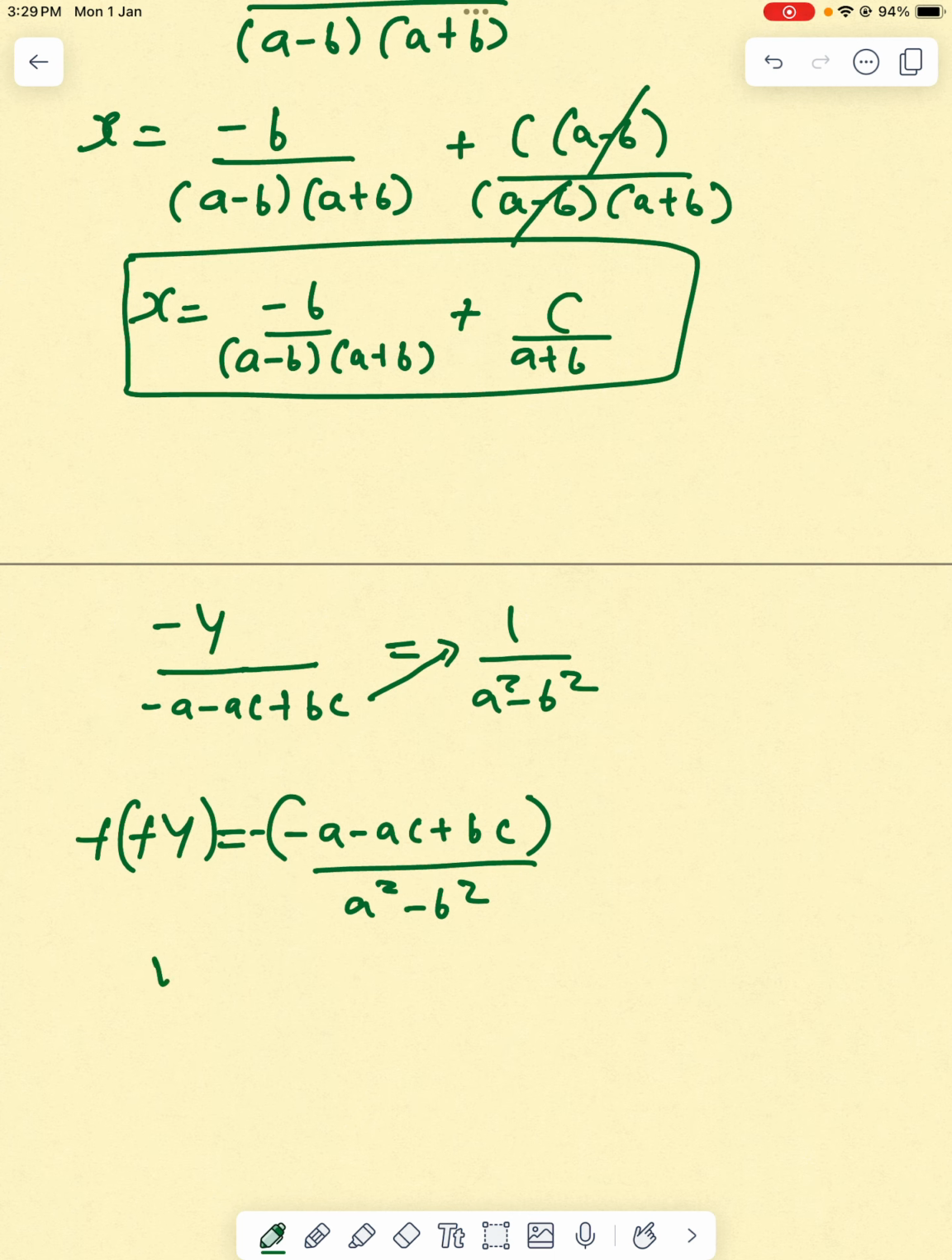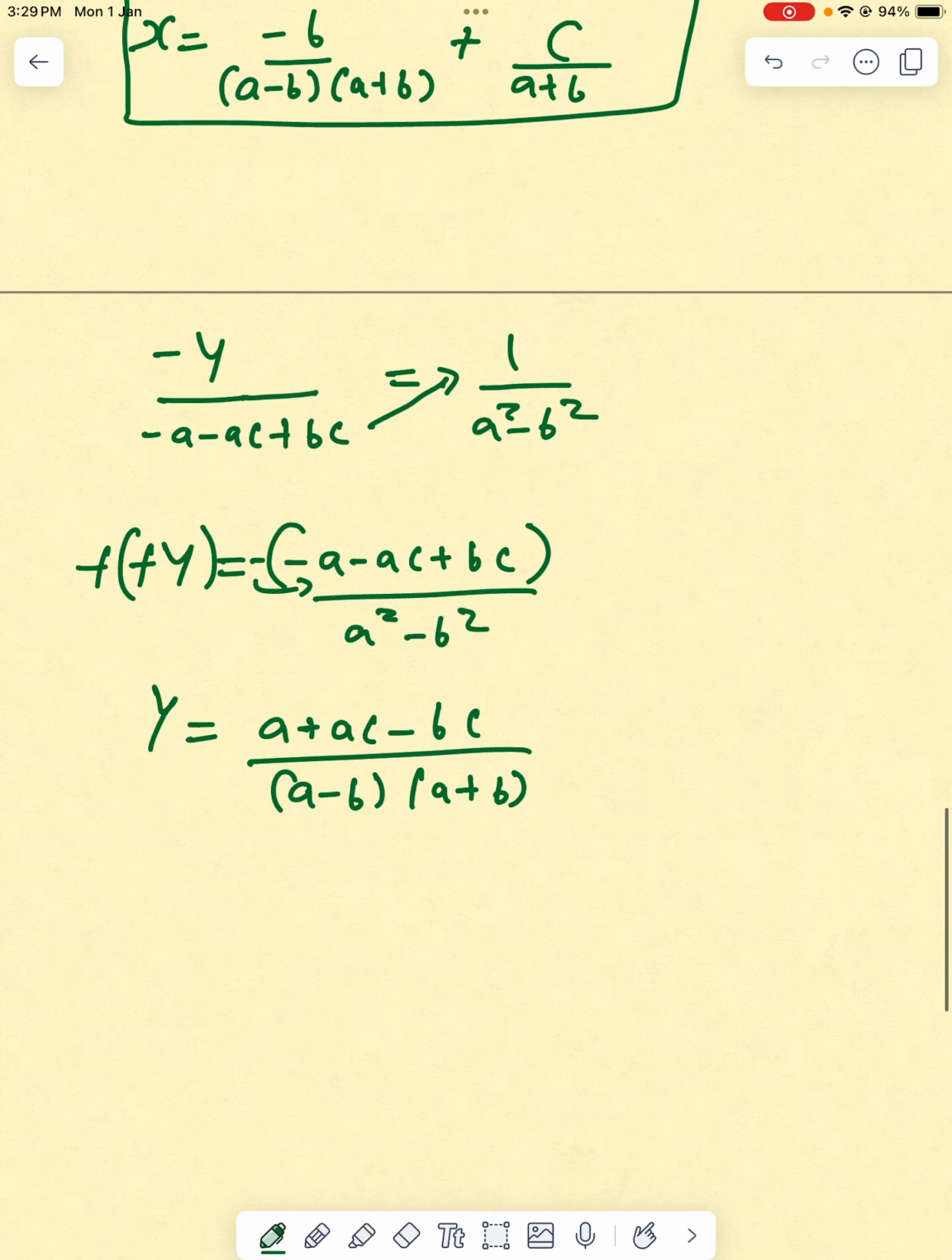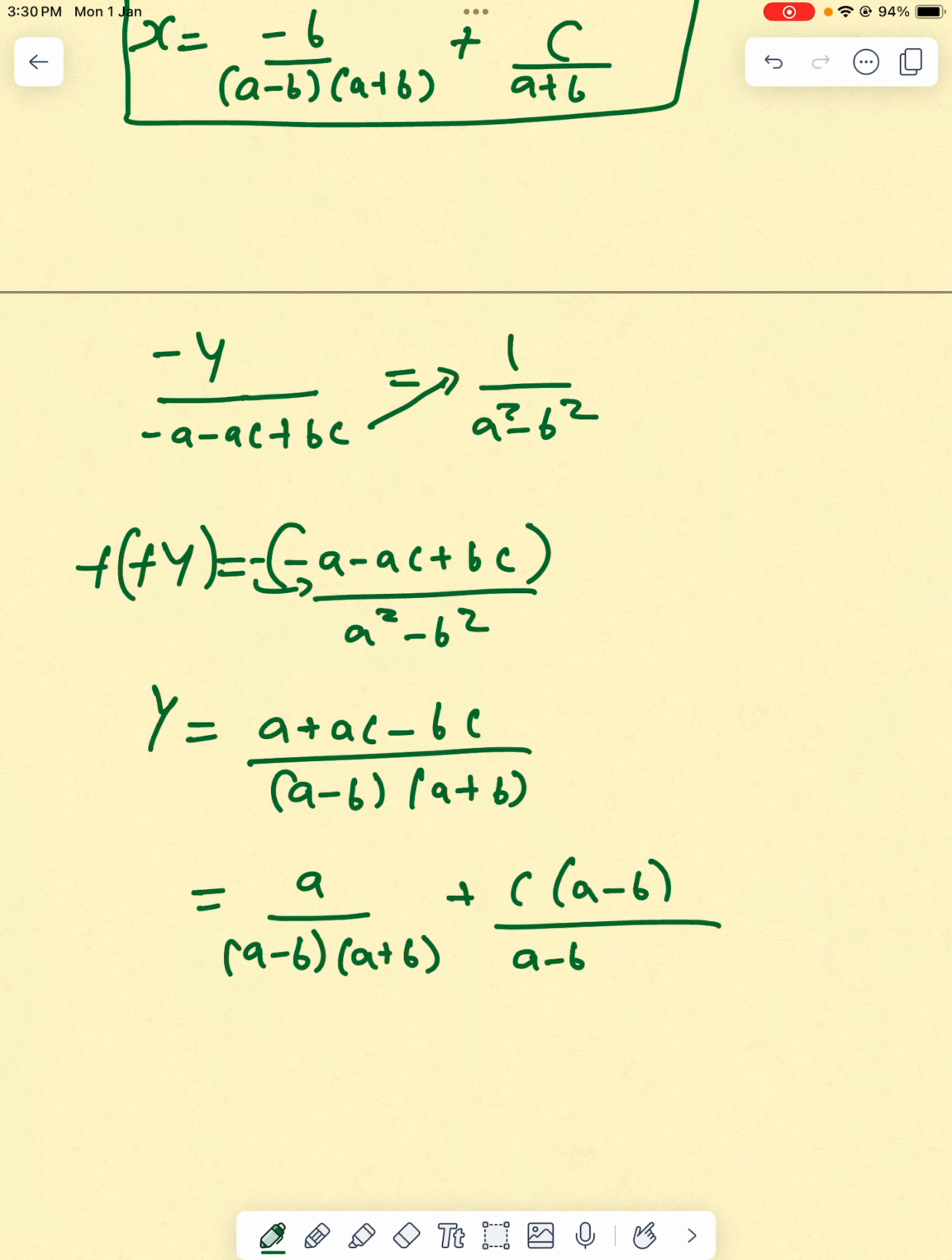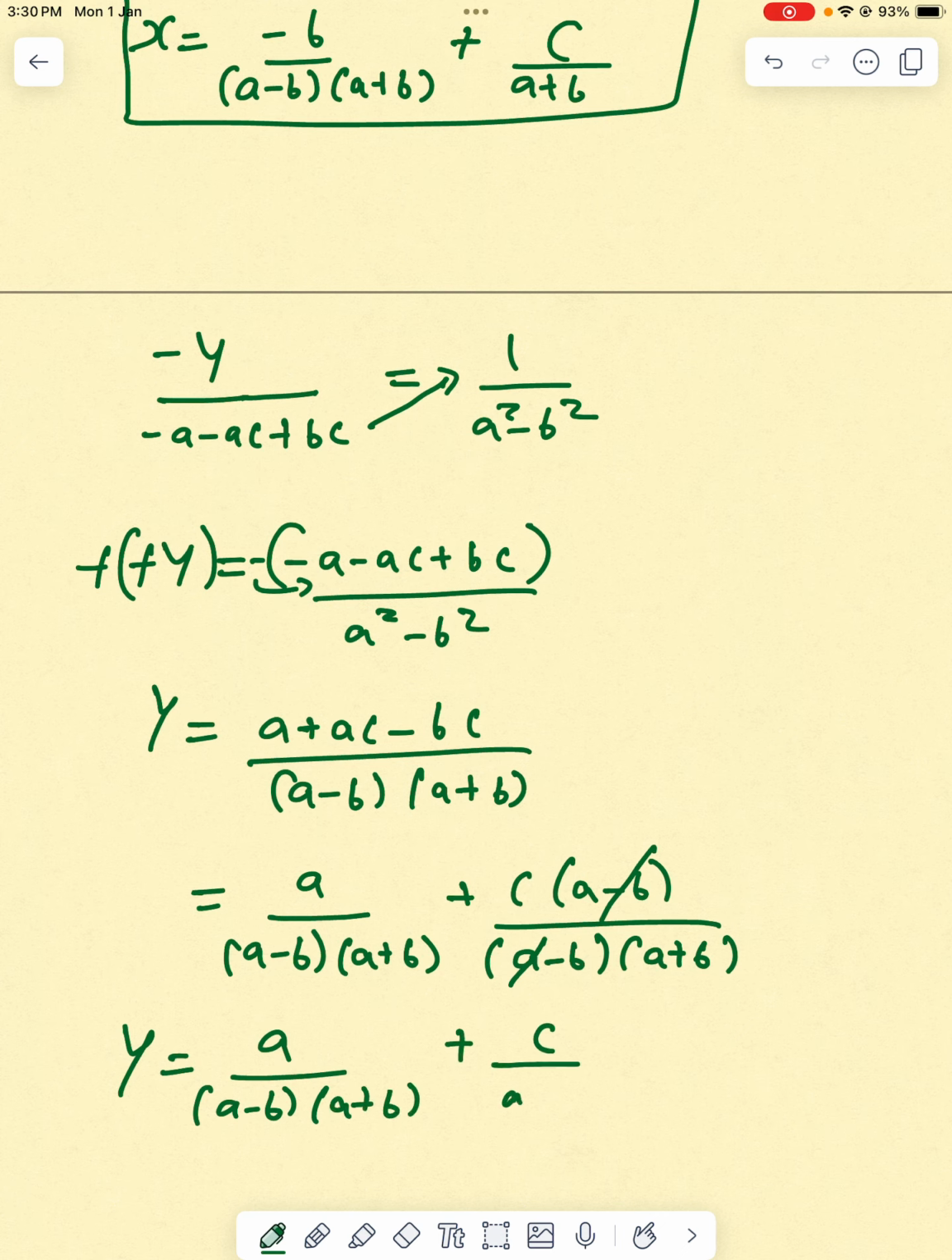The negative gets cancelled. There is positive. Distribute negative inside. Minus minus gets plus, and minus plus is minus, and multiplication on a minus b, a plus b, because a square minus b square can be written like this. So write it differently, the denominator and denominator. Take c out common. Get cancelled out. So the value of y you are getting here is c upon a plus b.